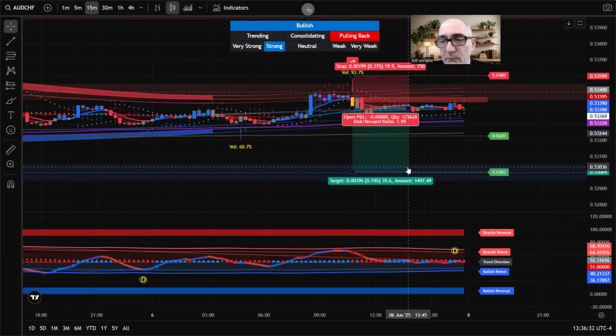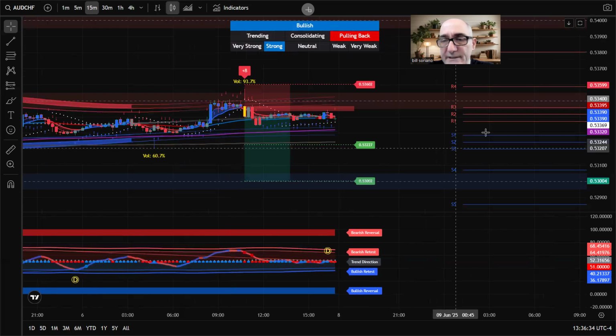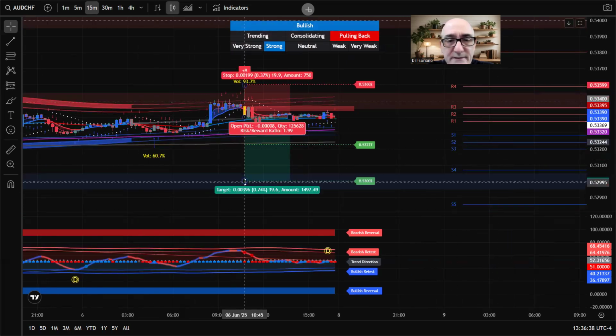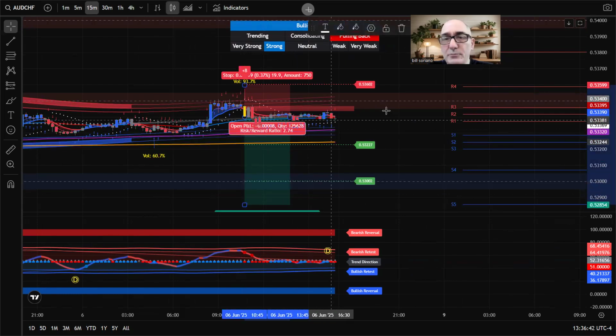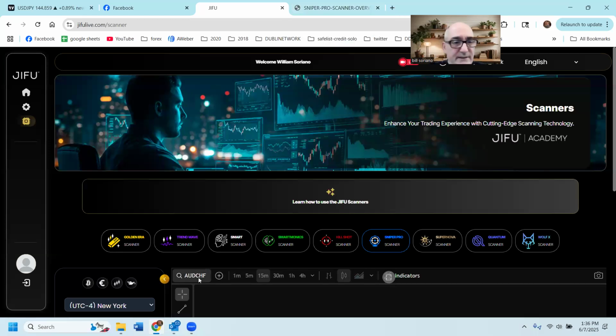If it wouldn't be, then we would have to scroll over to the right to see our pivot points here. And we have an S5 pivot point down here that we could use to get this to a 1 to 2.74. Okay, so that's AUDCHF.